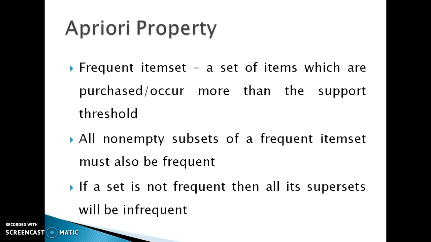Say, for example, buying of bread and butter is not frequent. Then it is not possible that buying of bread, butter and jam will be frequent, because bread and butter itself has not occurred in at least 5 transactions, which means there is no chance that when another item is combined with this set, it can occur 5 or more times in the transactions.